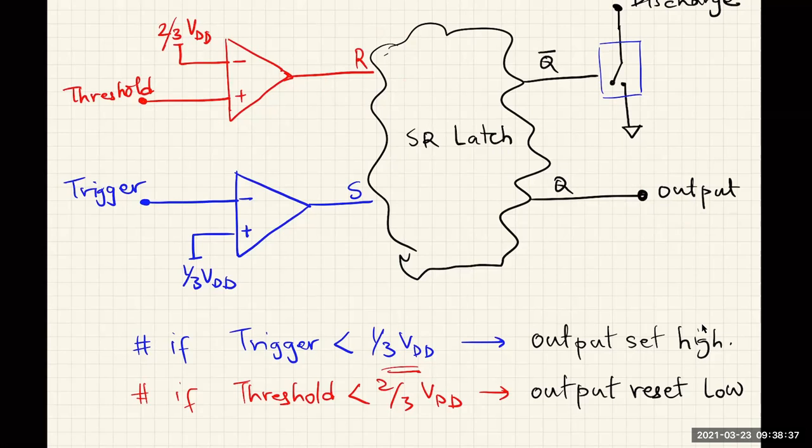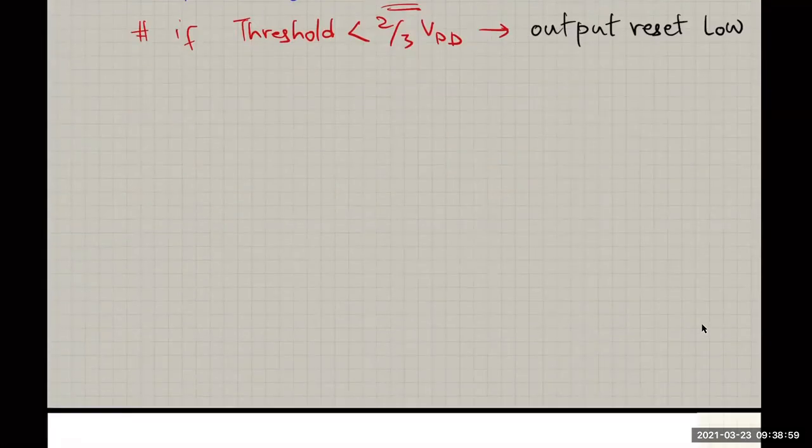And then also the fact that when the output is high, what happens to the discharge pin. But that's it. Okay, and now we're going to build different timing applications by connecting the threshold and trigger to different parts of the circuit, but we'll come back to that in a bit.